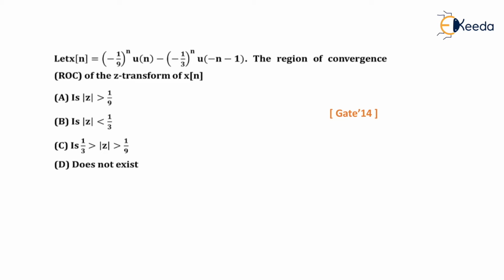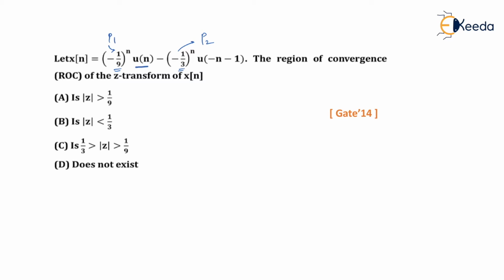X of n is (-1/9)^n u[n] minus (-1/3)^n u[-n-1]. Then the region of convergence for the Z transform is? As we have studied in shortcuts, these are always poles, am I right? So this is pole number 1 and this is pole number 2. Secondly, ROCs are bounded by poles only. So this is going to help me find the region of convergence.